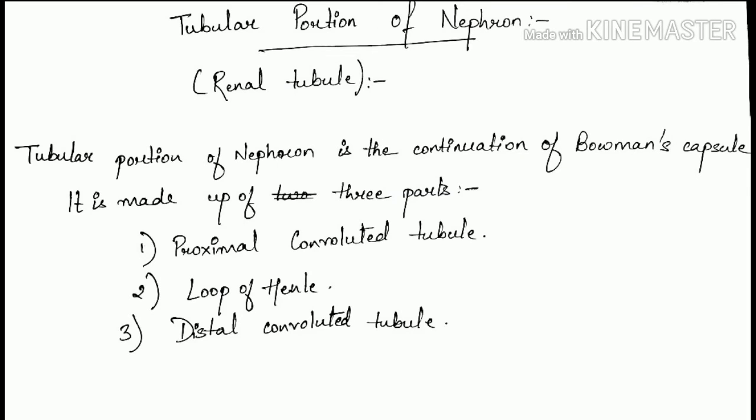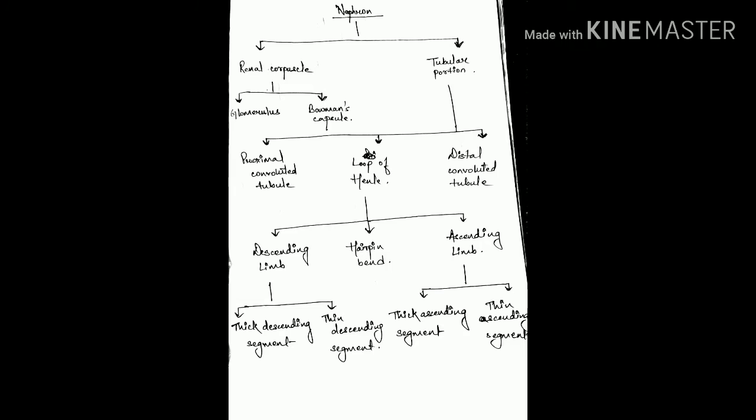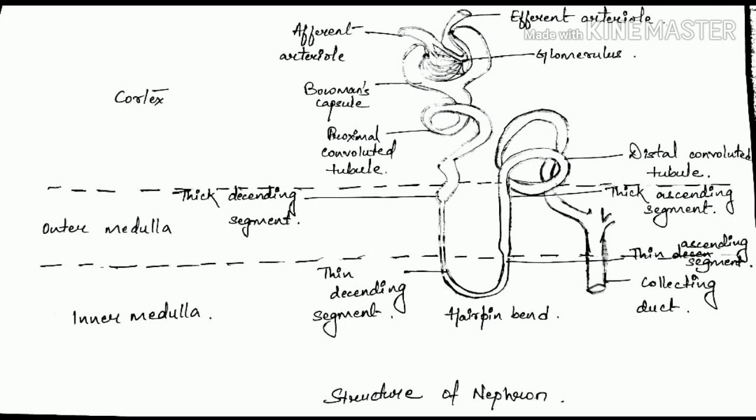Tubular portion of the nephron, or the renal tubule. The tubular portion of the nephron is the continuation of the Bowman's capsule. It is made up of three parts, the proximal convoluted tubule, the loop of Henle, and the distal convoluted tubule. The proximal convoluted tubule is the coiled portion arising from the Bowman's capsule. It is situated in the cortex.